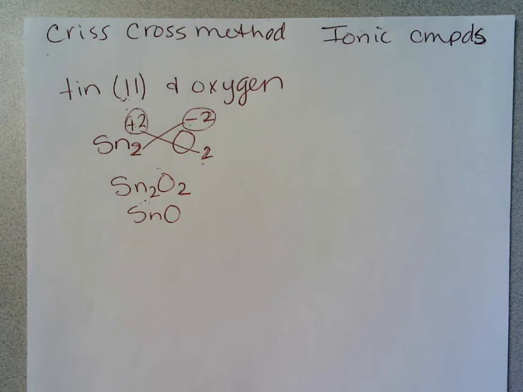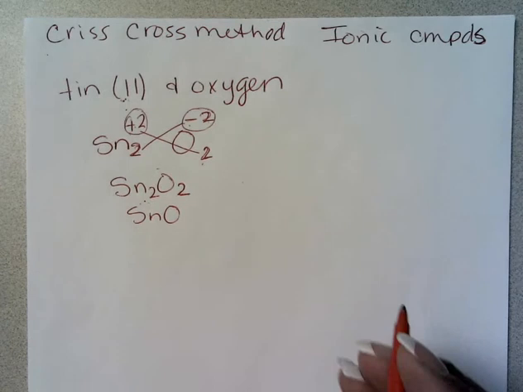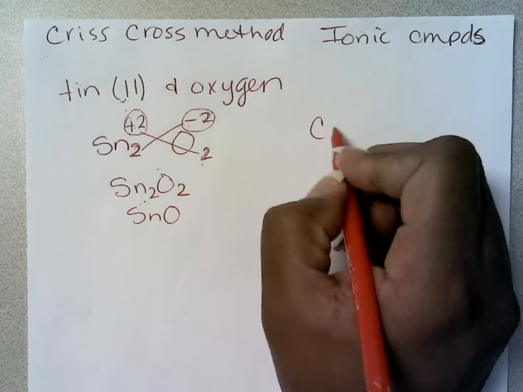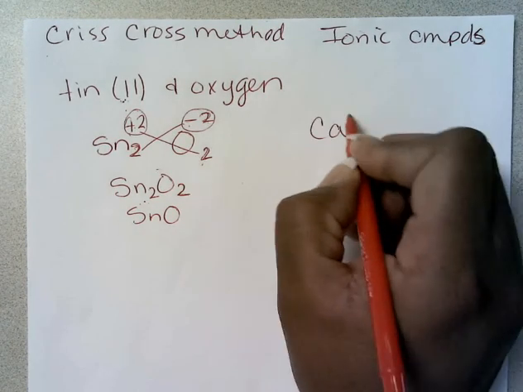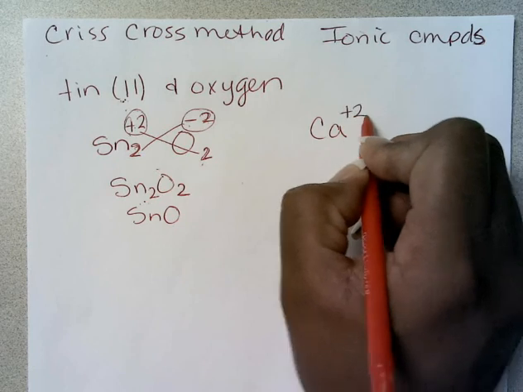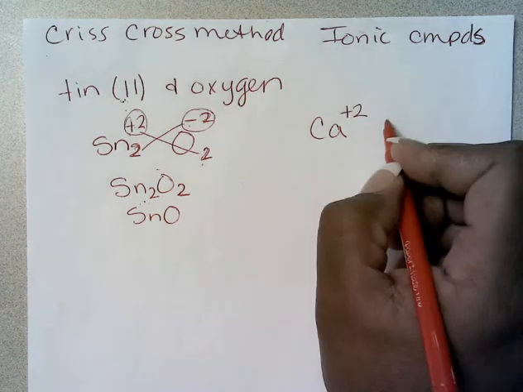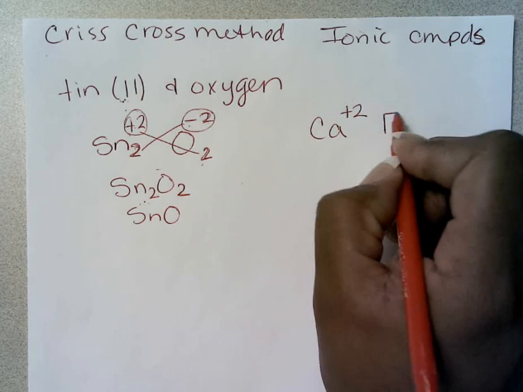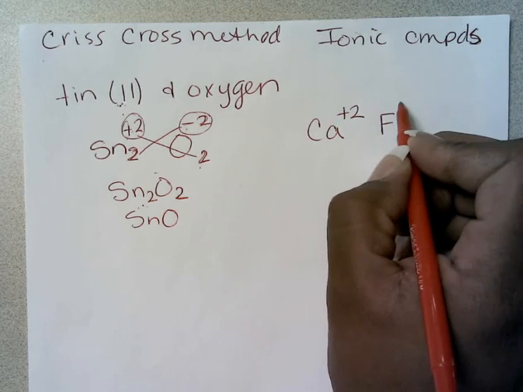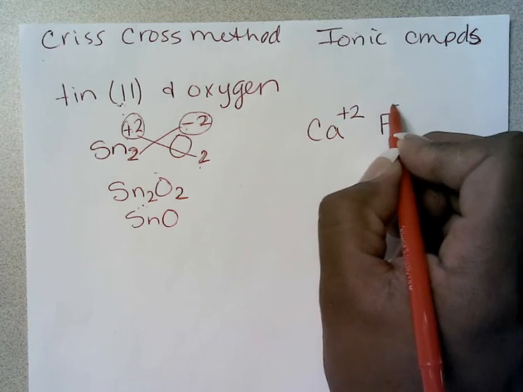Real quick, just another example. If we have calcium, calcium is in group 2, so it carries a +2 charge. And let's say we have fluorine. Fluorine is in group 17, so it carries a -1 charge.